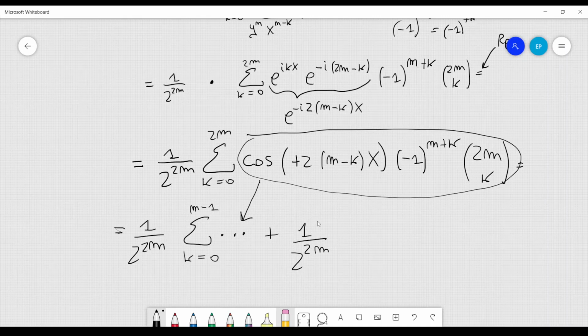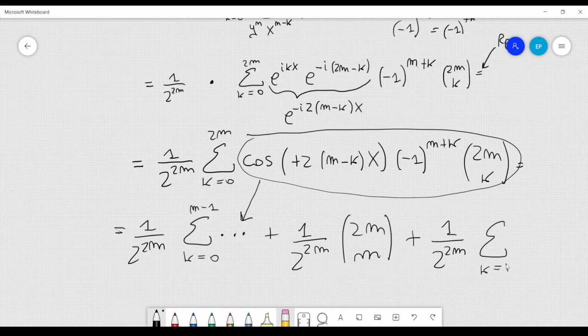In this case, I'm going to rewrite the term where k is equal to m. So I'm going to have 1 over 2 to the power 2m, and then I have 2m choose m here, and then I have plus 1 over 2 to the power 2m, summation with k going from m plus 1 to 2m of the same expression here.